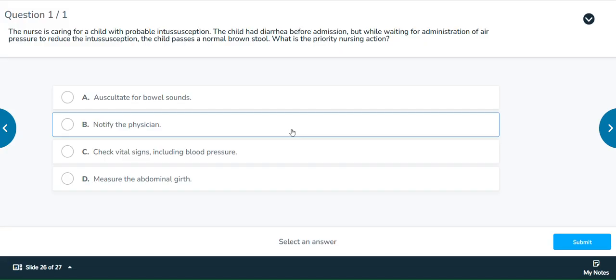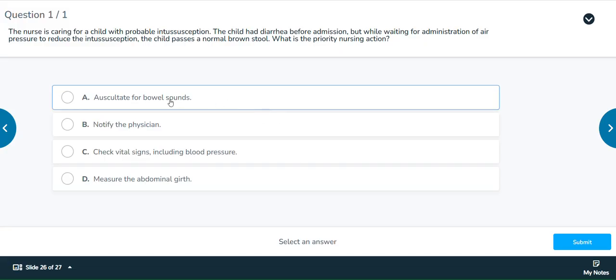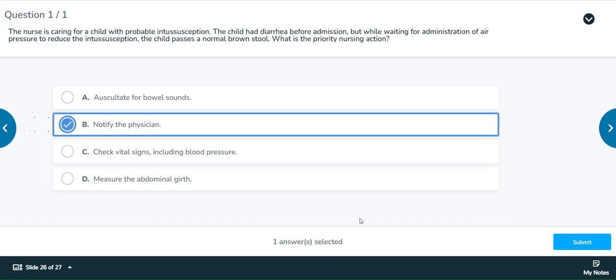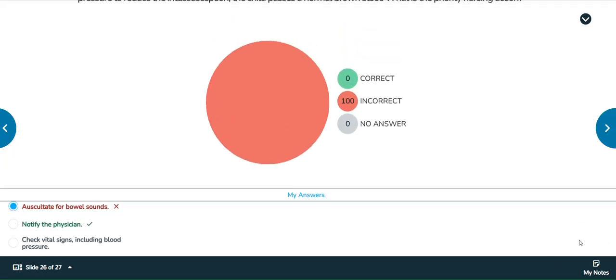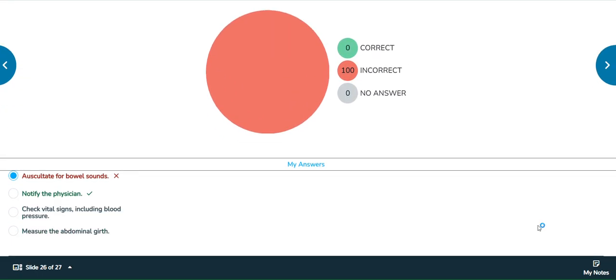The nurse is caring for a child with probable intussusception. The child has diarrhea before admission, but while waiting for administration of air pressure to reduce the intussusception, the child passes a normal brown stool. What is the priority nursing action? Notify the physician.